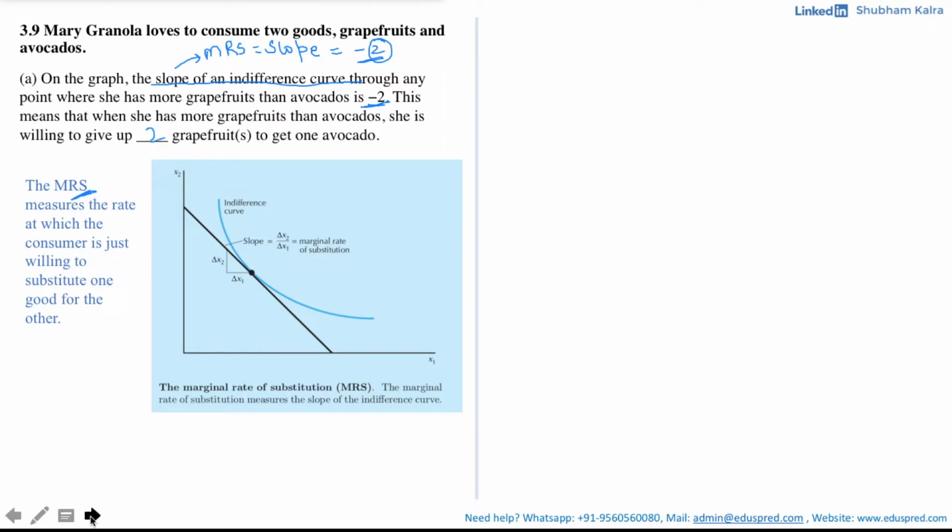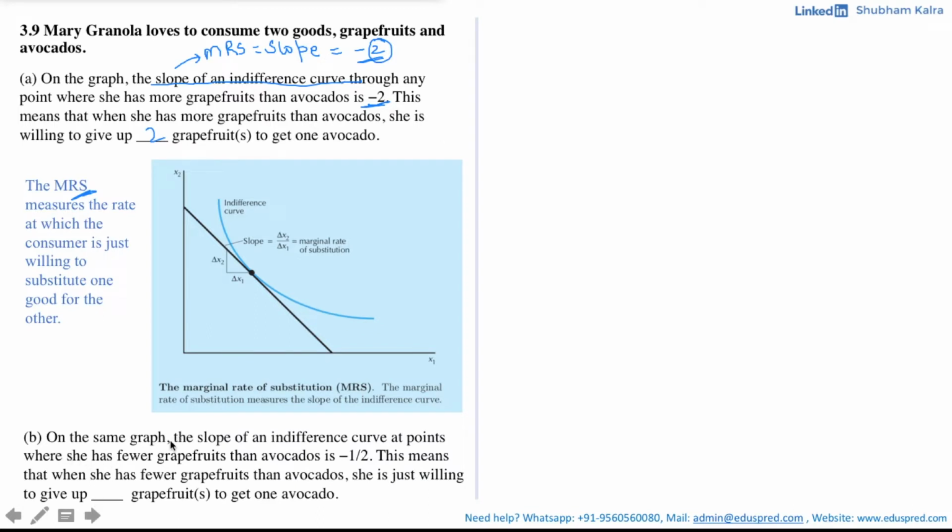Now let's move on to the next part, which says on the same graph the slope of the indifference curve at points where she has fewer grapefruits than avocados is -half. This means that when she has fewer grapefruits than avocados, she is willing to give up dash grapefruits to get 1 avocado. And now again we have to fill in the blank.